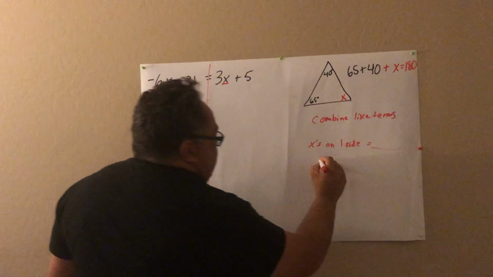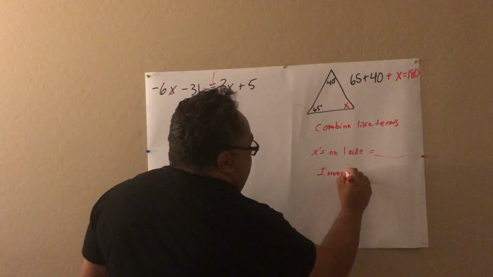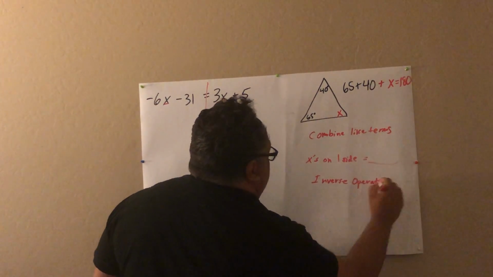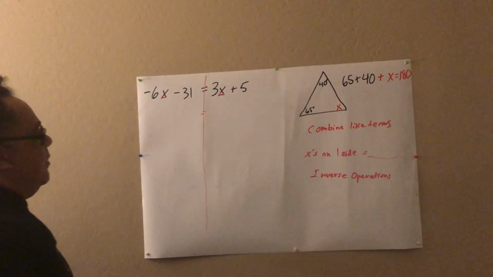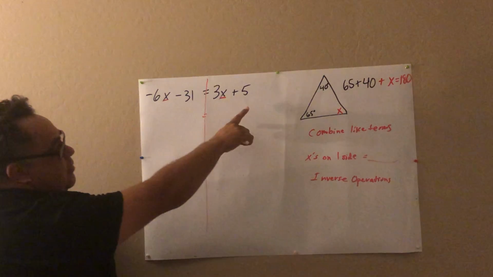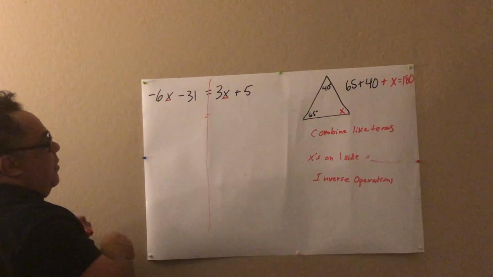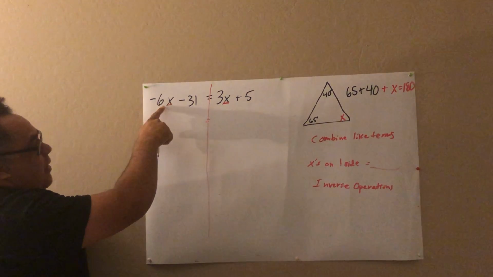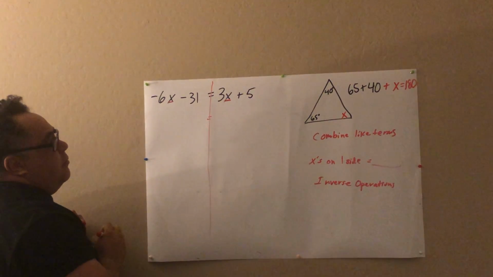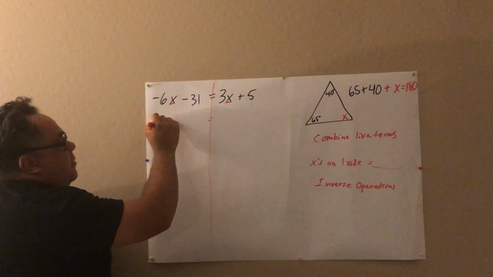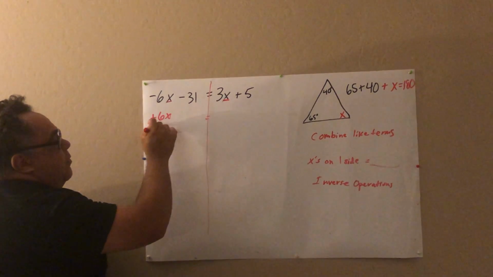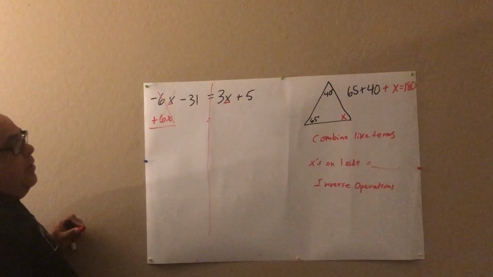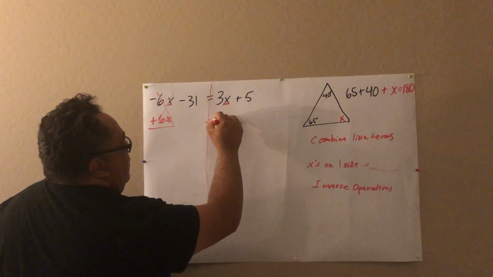And the way that we do this is by doing what's called inverse operations. Inverse operations means opposite. Okay, and I'm going to show you what opposite means. I'm going to choose to get my x's over here on the right side. And we're going to do that by doing the opposite. So instead of negative 6x, it's saying subtract 6x. The opposite of subtract 6x is add 6x, because we want some cancelization to go out on this side, and we want our 6x to go over here.